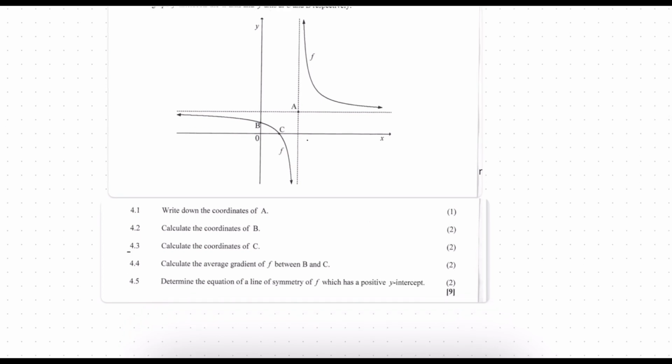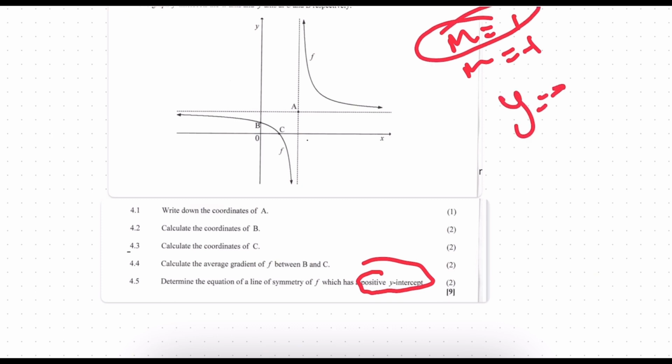Now, determine the equation of a line of symmetry which has a positive y-intercept. This is very tricky. One would think the line of symmetry will always have a gradient of either 1 or minus 1. If they say positive gradient, you plug it into y equals mx plus c. If they say negative gradient, you plug that in instead. Then to determine the value of c, you plug in the point of intersection. But now they're saying positive y-intercept, not gradient. So that means the line is passing like this.